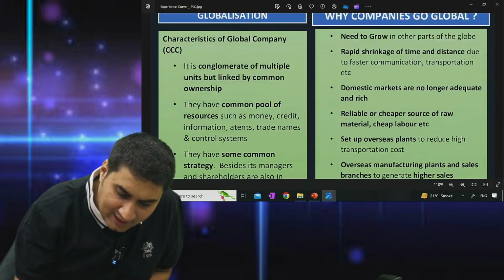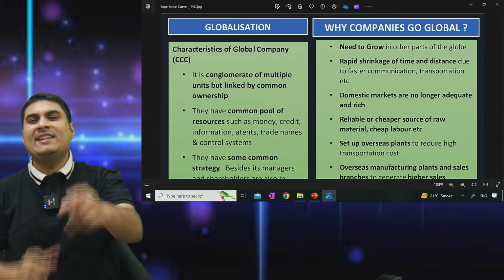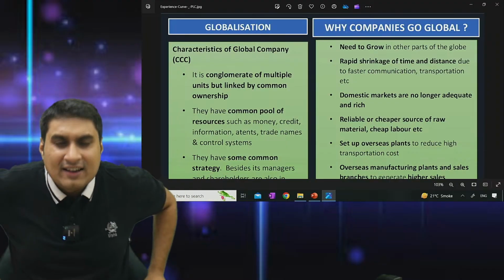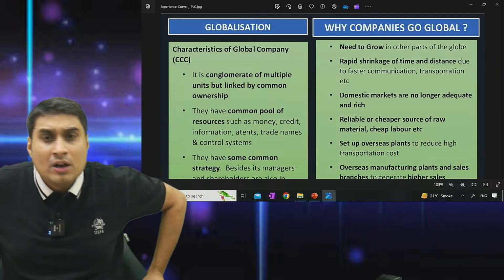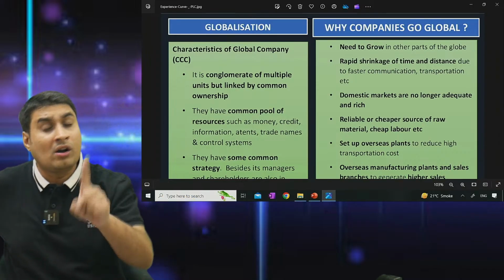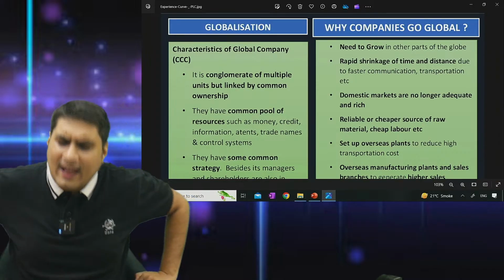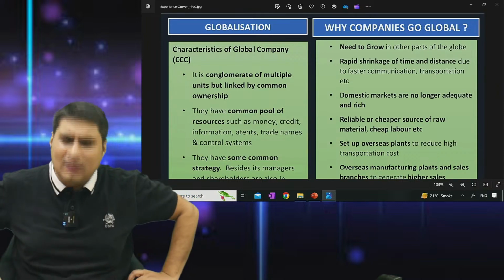I will speak one last time. Why do companies go global? Let's start. Number one, need to grow. Rapid shrinkage of distance and time. Domestic markets are no longer adequate and rich. Reliable or cheaper raw material or labor.